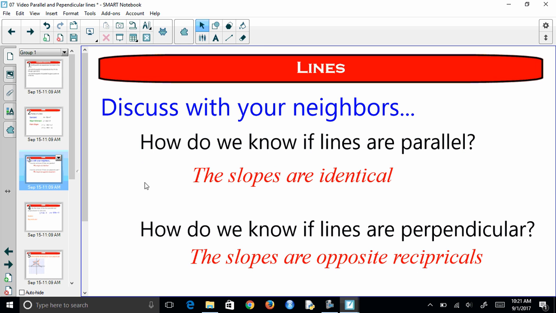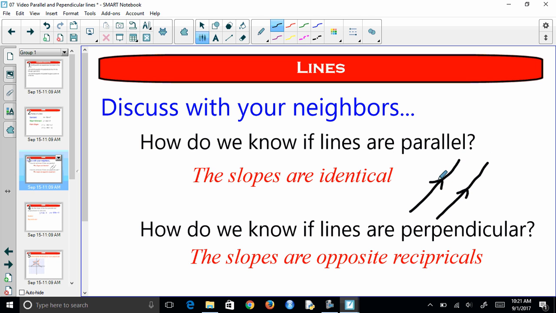So we have to know about what happens when lines are parallel. If two lines are parallel, their slopes are going to be exactly the same. If we keep going up like this, these two slopes are exactly the same. You have to go up and over the same amount so they don't hit each other.